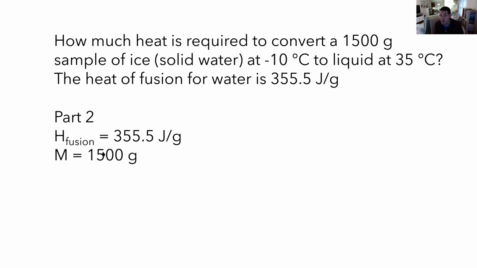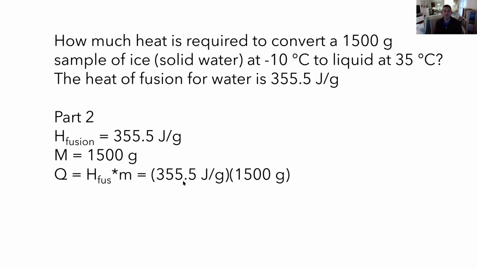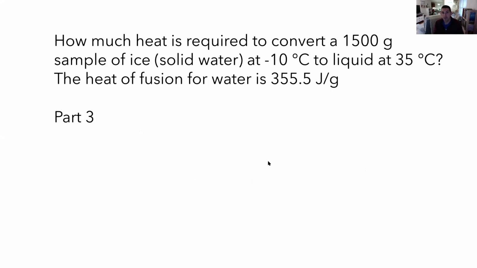The block of ice is 1,500 grams, right? Q, because it's still heat, equals the heat of fusion times m. So it's 355.5 joules per gram times 1,500 grams, 533,250 joules, all right? Just like our previous one, because our previous one had us already at 0 degrees, right? It was already ready.